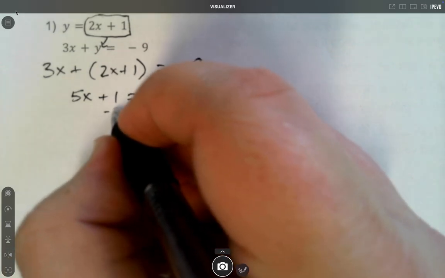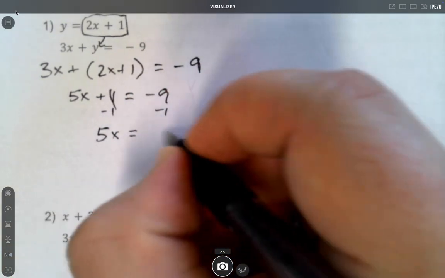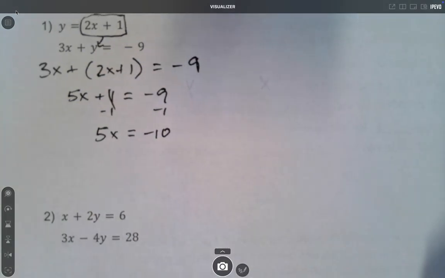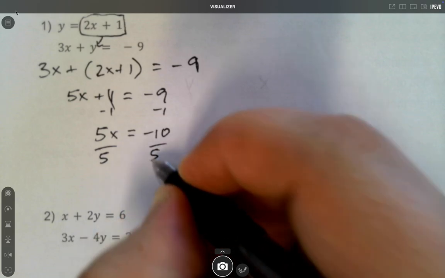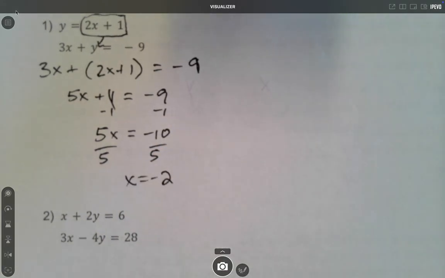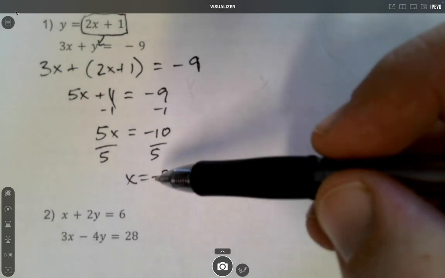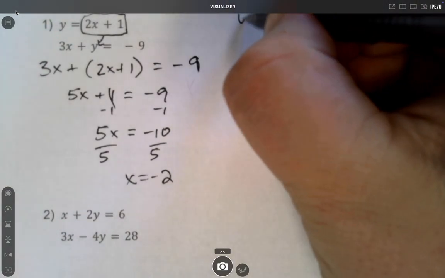Then we subtract 1 from both sides. We get 5x equals negative 10. Then we divide both sides by 5, and we get x equals negative 2. But remember, this isn't our final answer. This is only half of our answer. You can plug negative 2 back in either one of these for x and find the value of y.